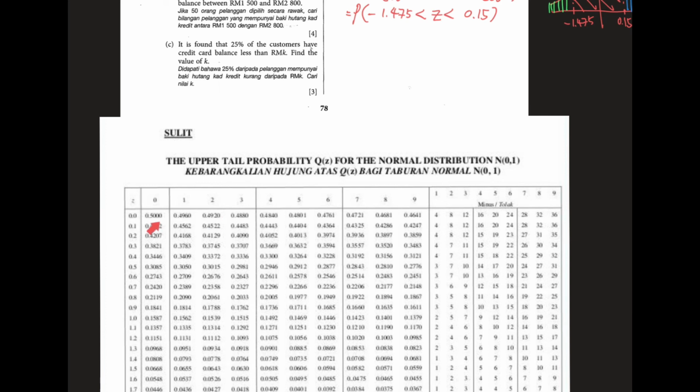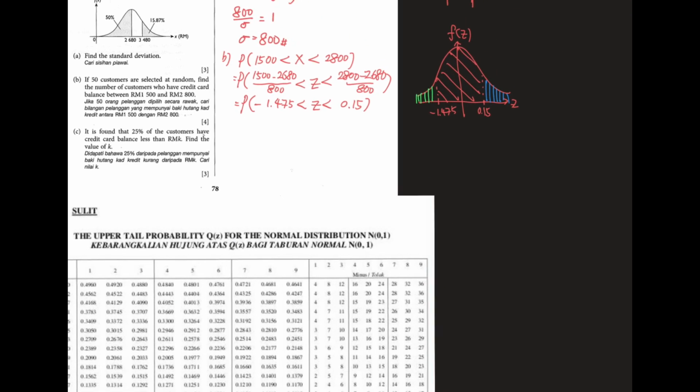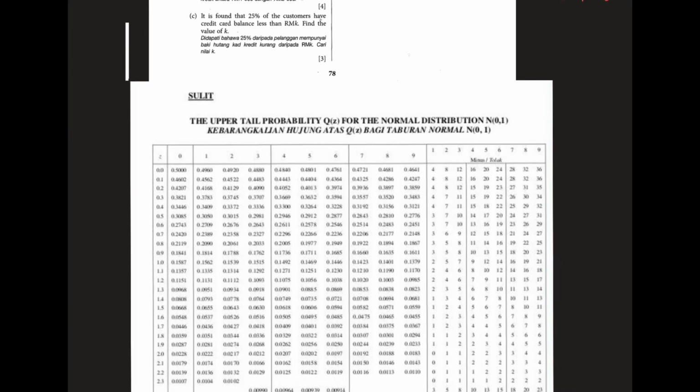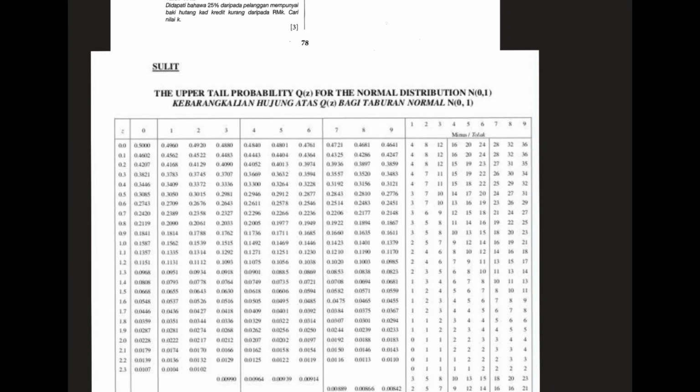Okay, so we start with 0.15. This one is 0.4404. Okay, so this is the value here, 0.4404. For the shaded region on the left, the green shaded region, we don't care about the negative. We just look at the table and look at 1.475.